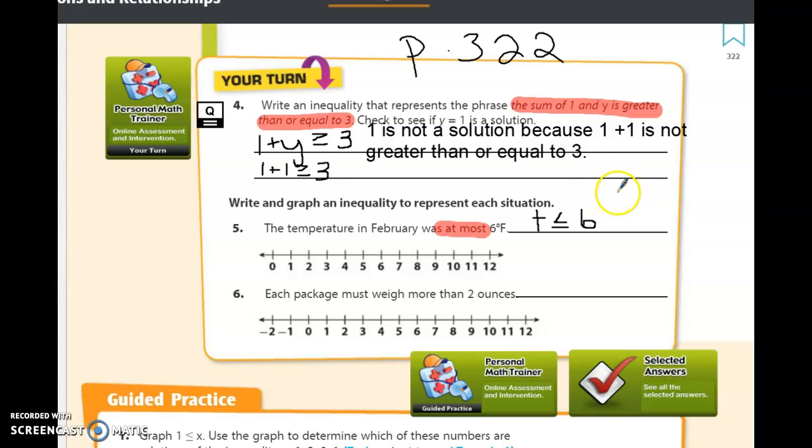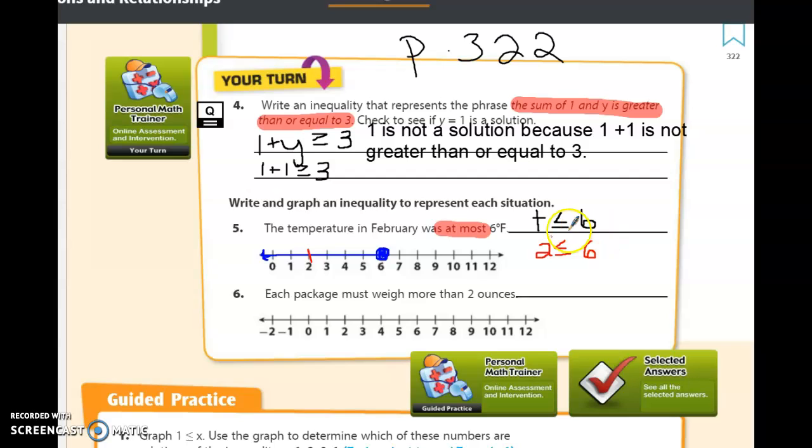Now I need to graph it. I know that it could be 6 degrees. So when I find 6, I'm going to make a circle and it's going to be colored in because it could be equal to that. But it's definitely not going to go above it. It's going to be less than that. So it could be anywhere down here in this section. And again, to check it, I pick a number that's in the highlighted area. Maybe I pick 2. And I plug 2 in for T. 2 is less than or equal to 6. Is that true? Yes, it is, so I know I did it correctly.